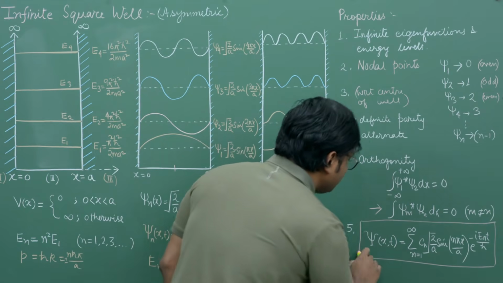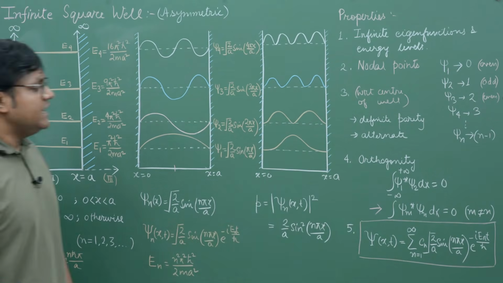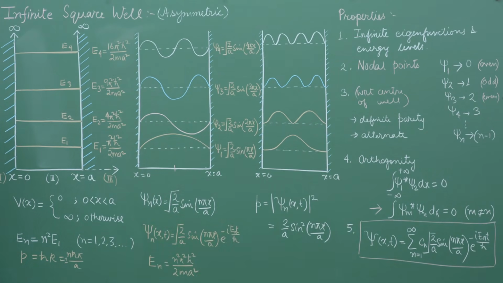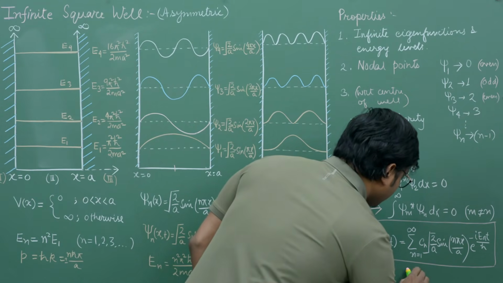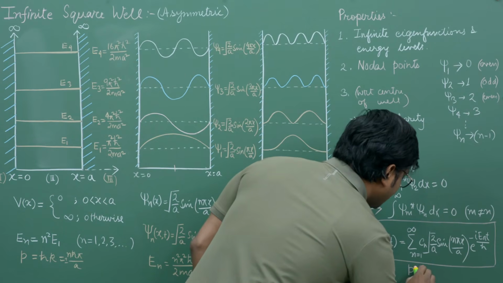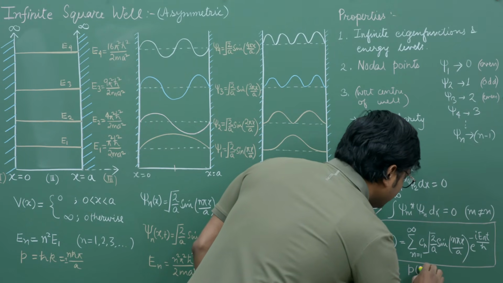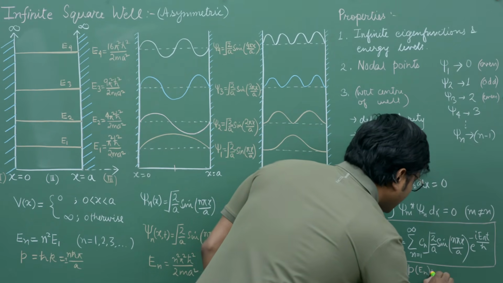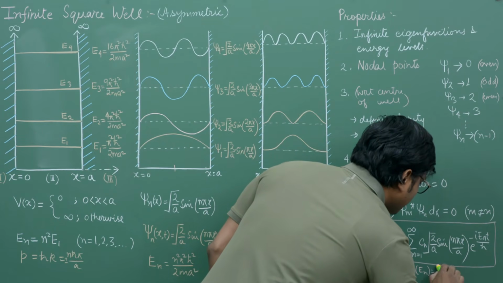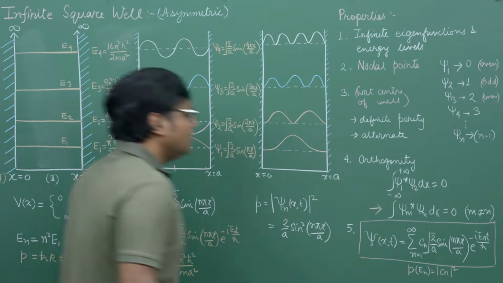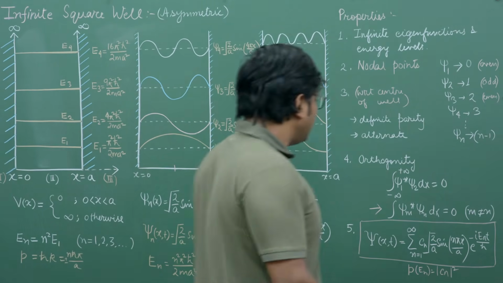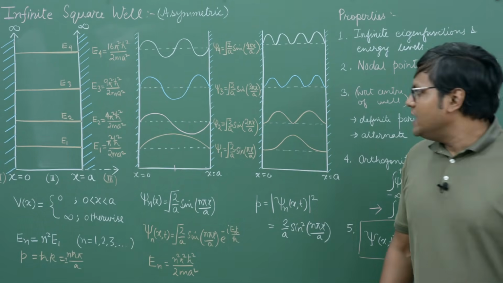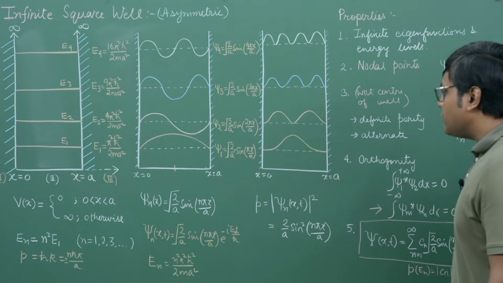Every state has a probability associated with it. If I make a measurement, whether the particle will be found in a given state is given by C_n square. The probability that a particle will be in a certain energy level is given by C_n square. I hope you can see this. All right. So as you can see, this is the beautiful problem of the infinite square well potential and the quantum mechanical description of it.